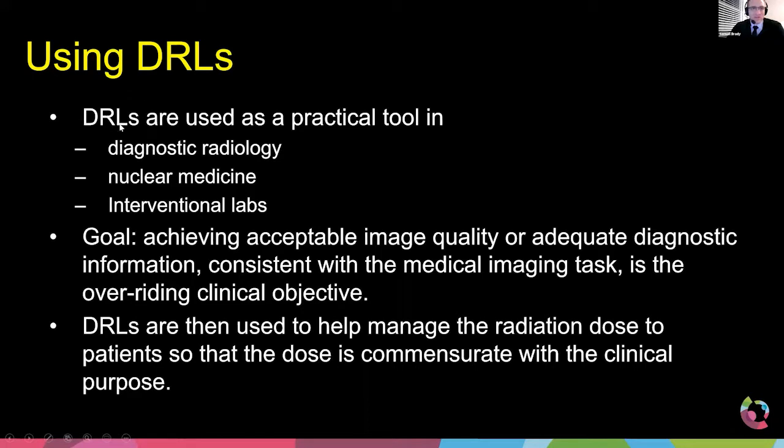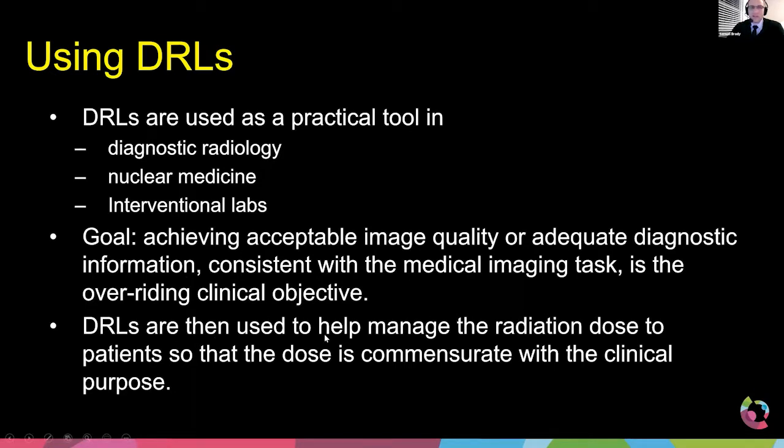So, using DRLs. First, DRLs are used as a practical tool. They're established for diagnostic radiology, nuclear medicine, and our interventional labs, both IR and cath lab. The goal here is achieving acceptable image quality or adequate diagnostic information consistent with the medical imaging task. This is the overall goal. The goal is not to get the lowest dose or the highest dose, which would obviously be crazy, and it is not just to go lower, lower, and lower. The goal is to have acceptable image quality to provide the proper diagnostic confidence to our radiologists.